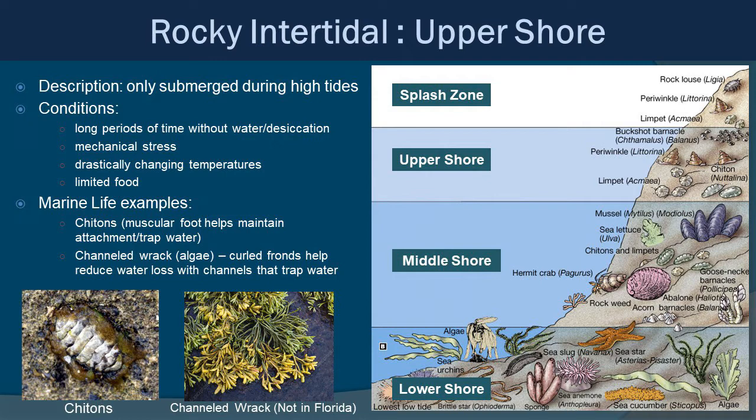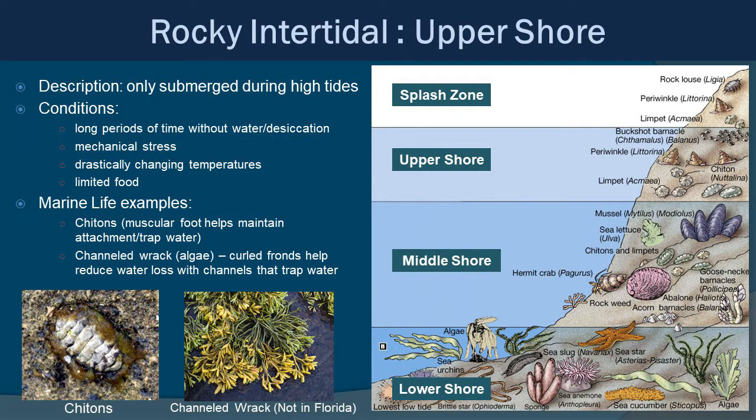There's also some algae that can live here. An example is the channeled rack, which is a type of algae. It's this frond-like, kind of floppy body type that shifts back and forth with the water flow, and it also can deal with drying out to some degree as well.